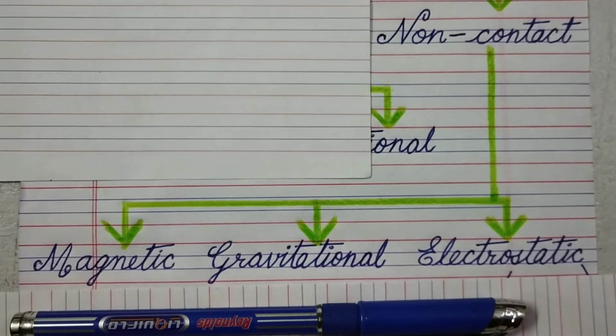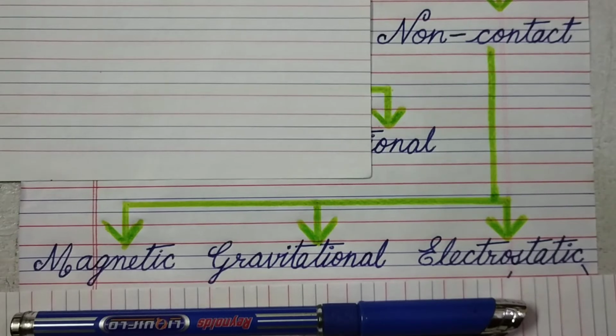The other type of force is non-contact force. They are of 3 types: magnetic force, gravitational force, and electrostatic force. Now what is magnetic force? When we bring a magnet near things made of iron, nickel, or cobalt, then the things get attracted to the magnet and stick to it. Here, the magnet is not in contact with the iron things, but at a certain distance away from it, and still it exerts a force. So this is an example of non-contact force.